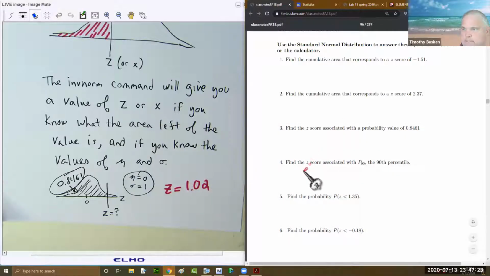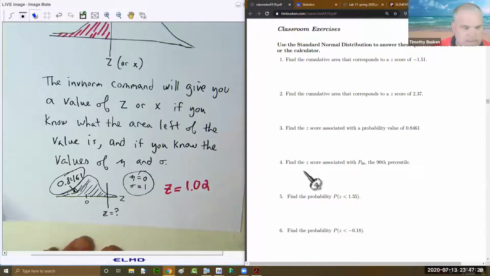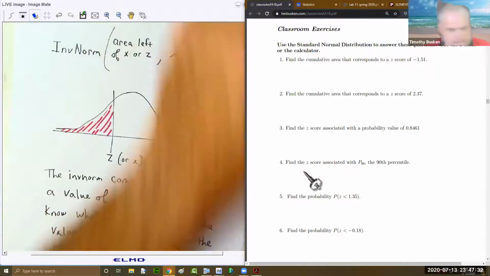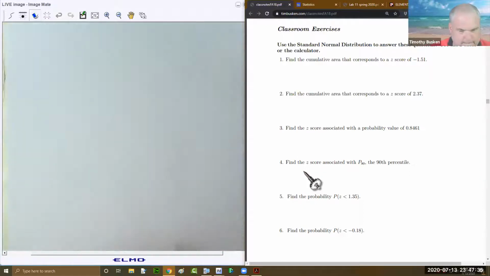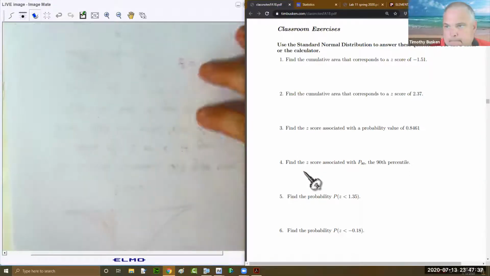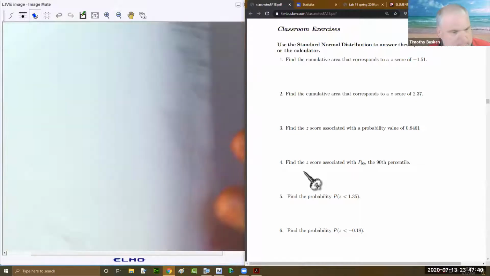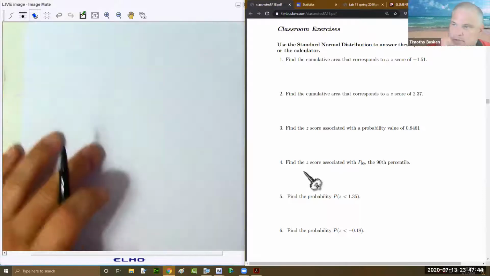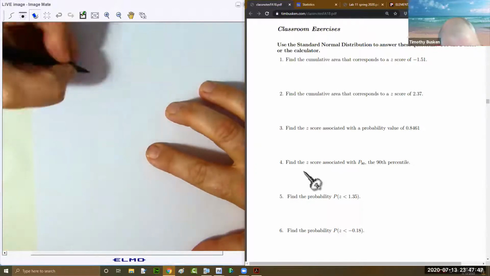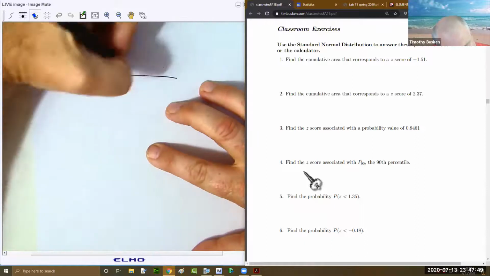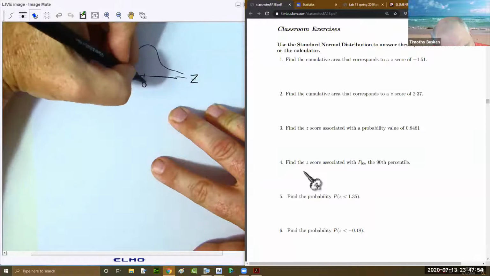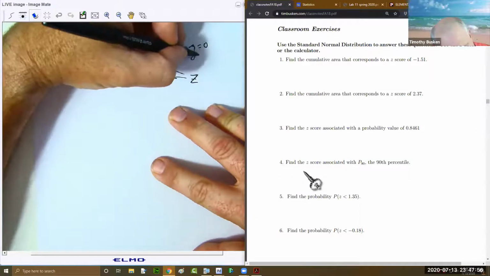Okay, here's another question involving inverse norm. They want us to find the Z-score associated with the 90th percentile. So I'll use another sheet here. If we had to draw a picture for that, it would be a picture again of the standard normal distribution, centered at the origin, right? Mu is 0 and sigma is 1.